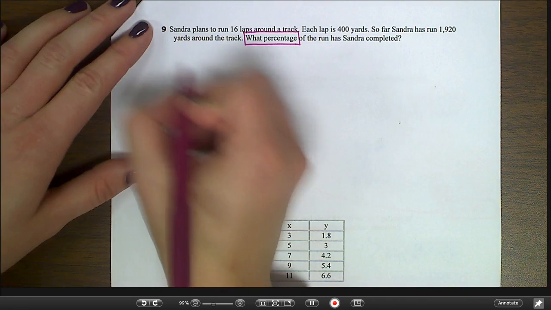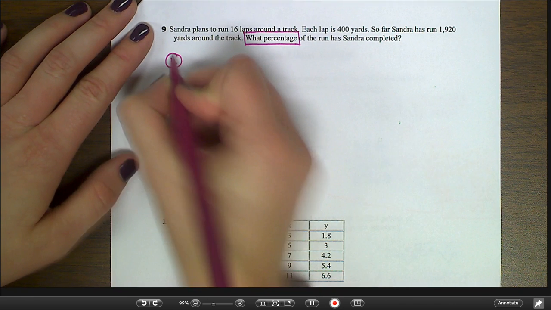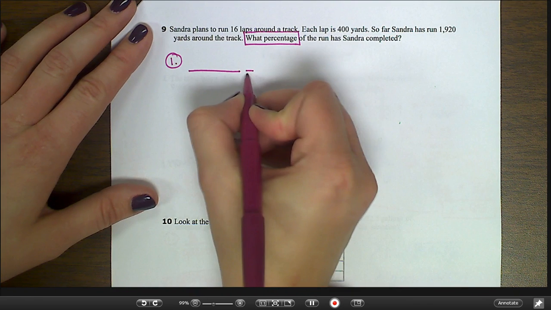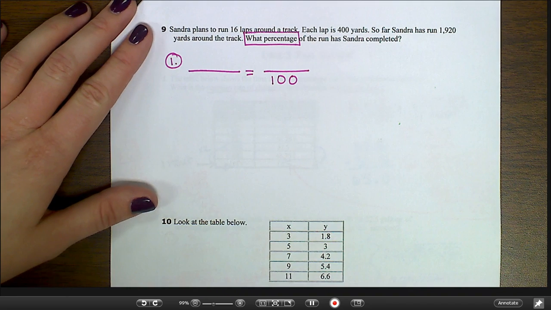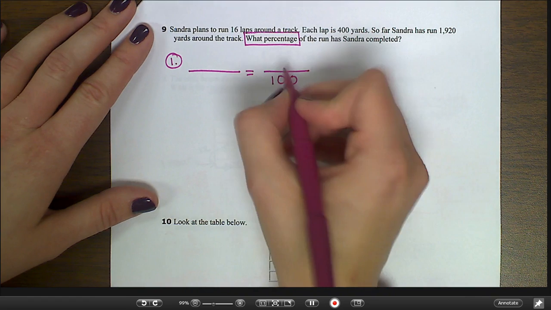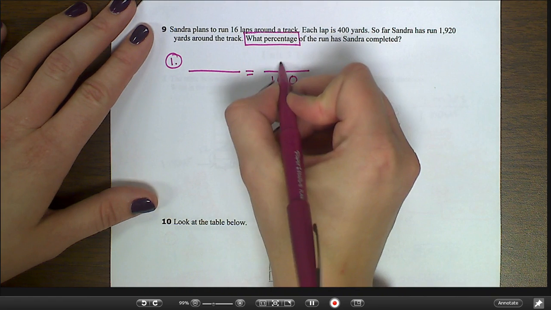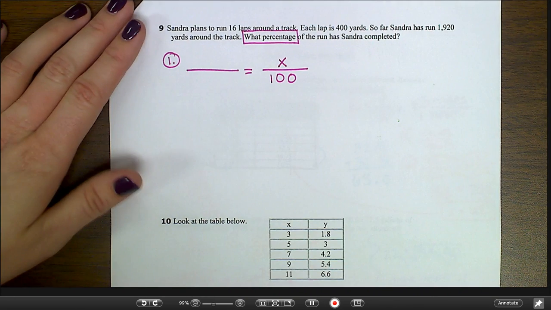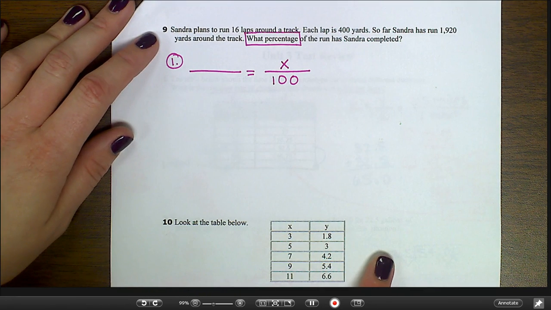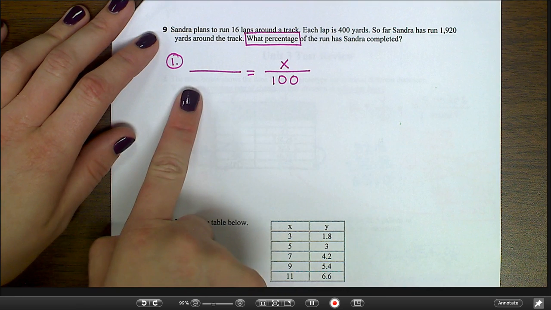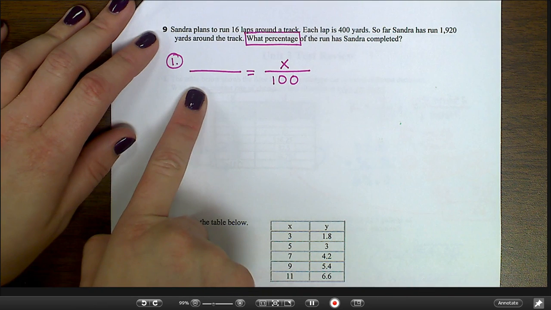So step 1, I'm going to go ahead and write is over of equals percent over 100. And then it says what percentage. Well, that means we're looking for the percent. So I'm going to go ahead and put my x right there. So now let's go back to our problem to see how to fill in the is and the of, or the part and the total.